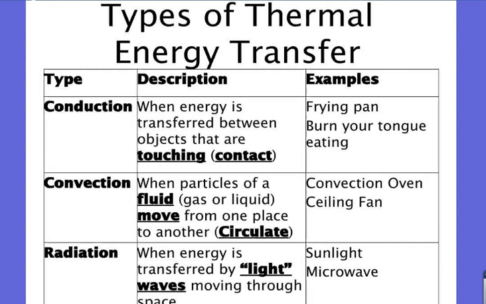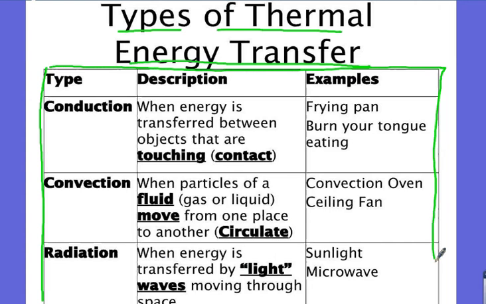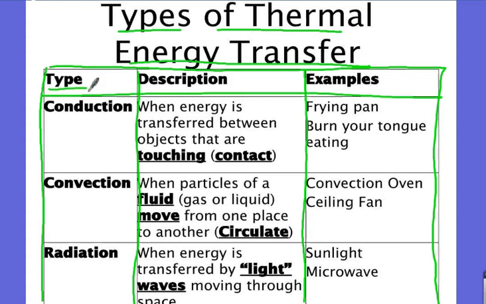So we need to make a table in our notes. We're going to title that table Types of Thermal Energy Transfer. So we're talking about heat and how heat transfers. Going to draw in a big old chart, and it's going to have 3 columns, and the categories are going to be type of transfer, a description of what's happening, and examples.